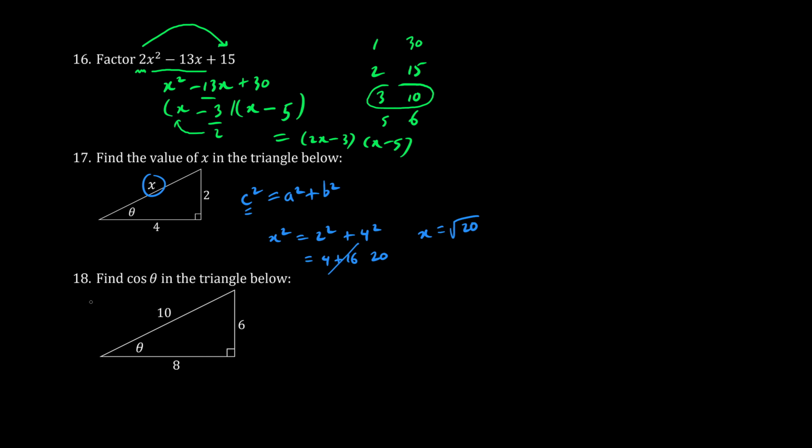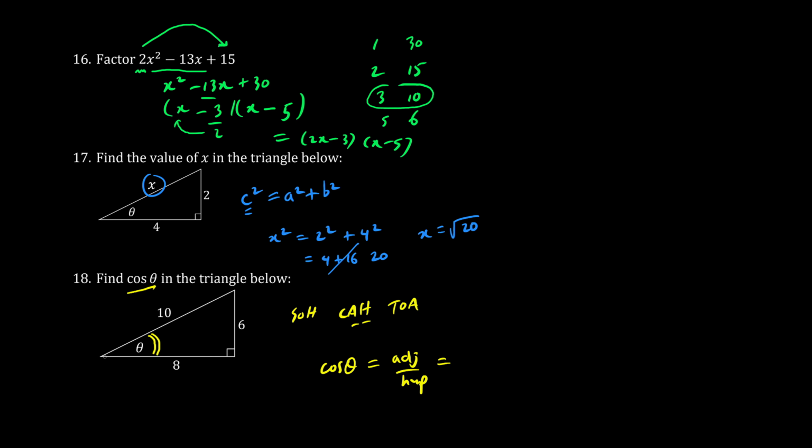What about question 18? Find cosine theta. Theta is here, so place your finger here. Recall SOHCAHTOA. Cosine is adjacent over hypotenuse. Sine is opposite over hypotenuse. And tan is opposite over adjacent. So cosine of the angle is equal to adjacent over hypotenuse. And that's what we're trying to solve.